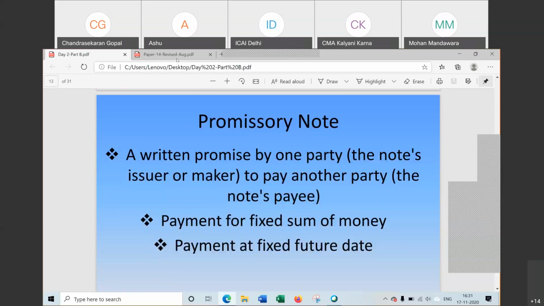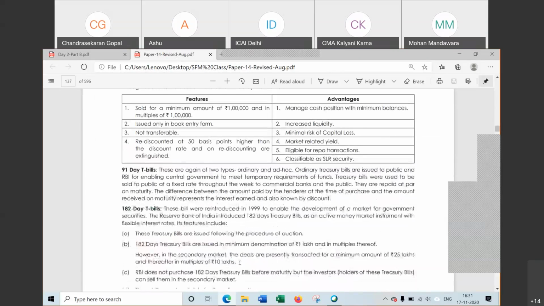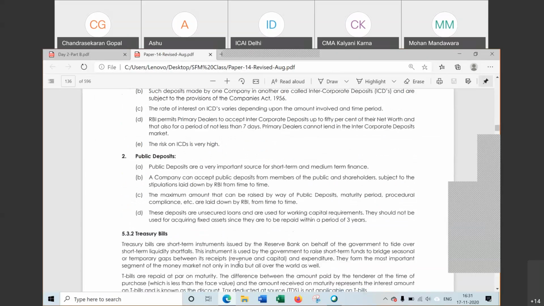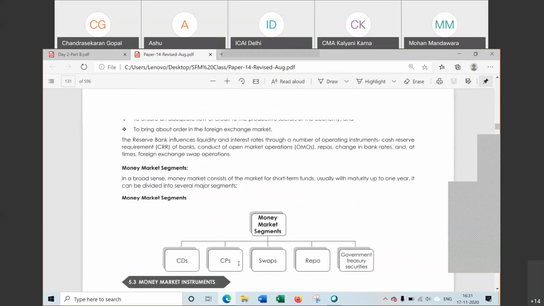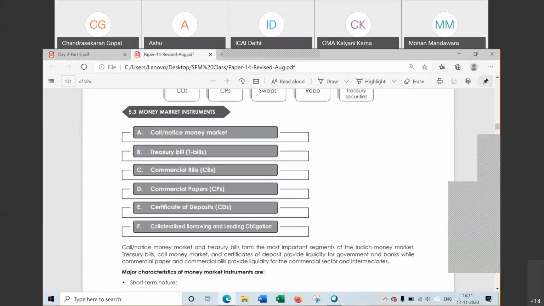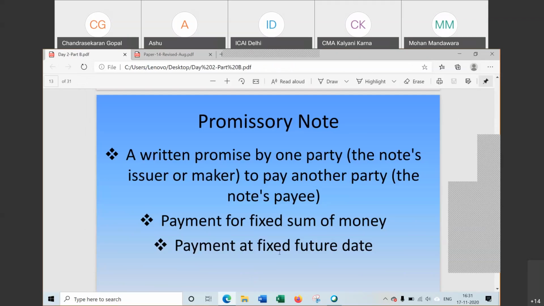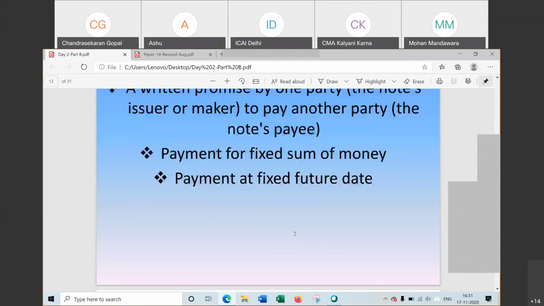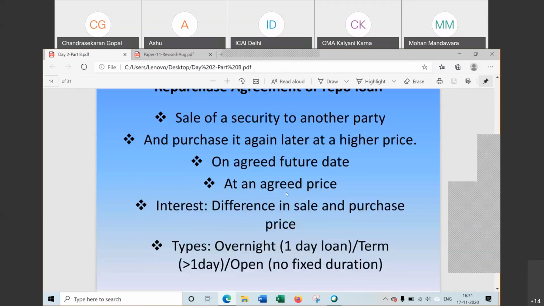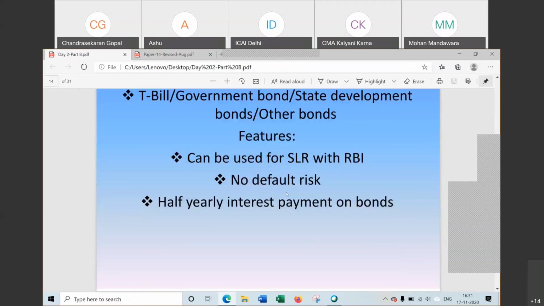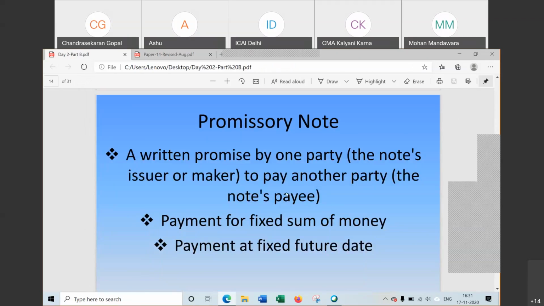Now another type of instrument. We have done these instruments so far: call money, treasury bill, commercial paper, certificate of deposit and CBLO. Apart from this, some of the instruments traded in the money market are promissory note and repurchase, repo loan, and government securities. These two are also there. First, promissory note.